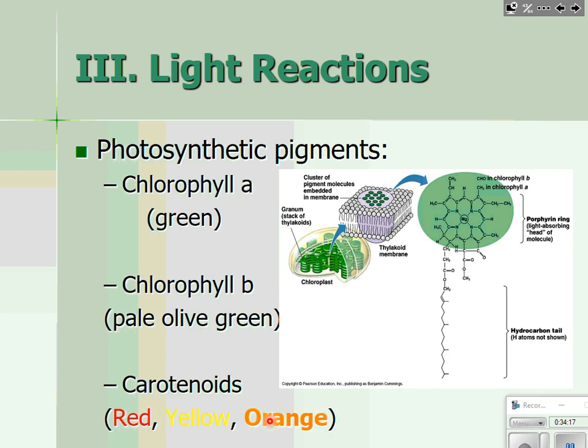And we start to see those pigments in the fall. In autumn, when the green chlorophyll is no longer being produced, we start to see some of those red, orange, and yellow colors, which have really been there the whole time, but we only see them in autumn when the production of chlorophyll A stops.